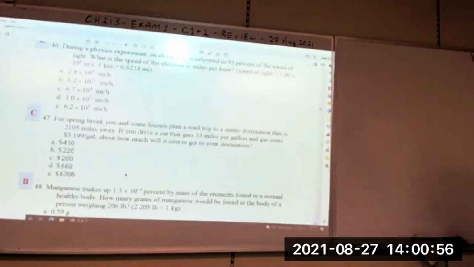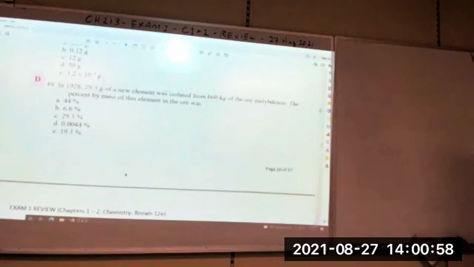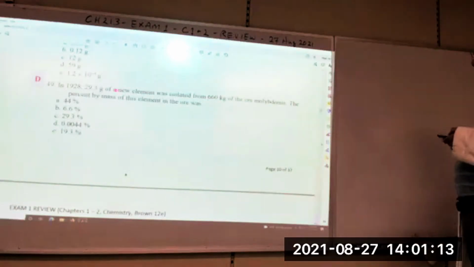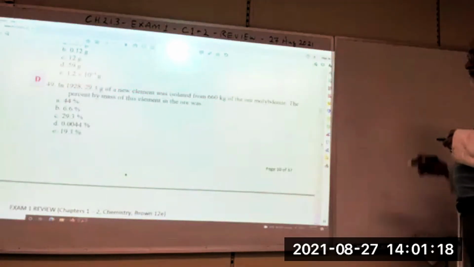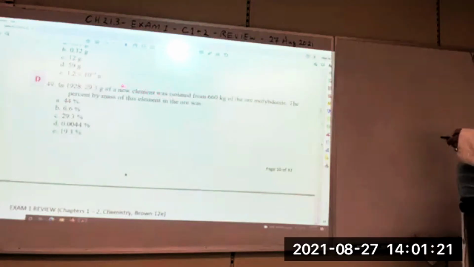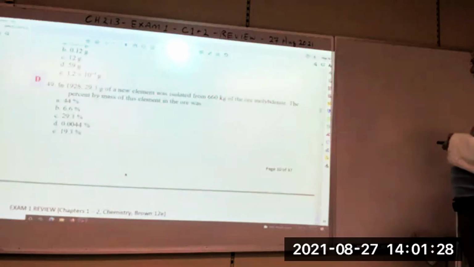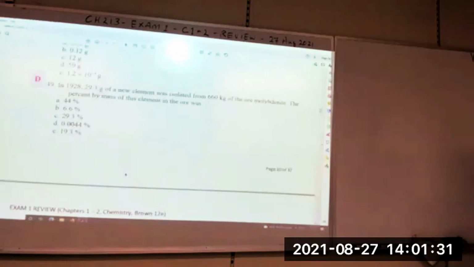That's another conversion factor. I think we're good to go on that. All right, 29.3 grams of a new element. It doesn't say what the element is, but the question doesn't need to know. It was isolated from 660 kilograms of ore, molybdenite. So my guess is that the major element in there is molybdenum.